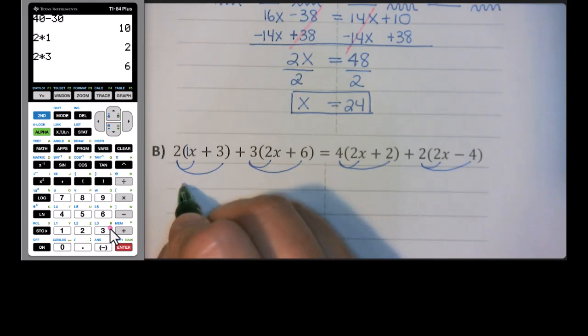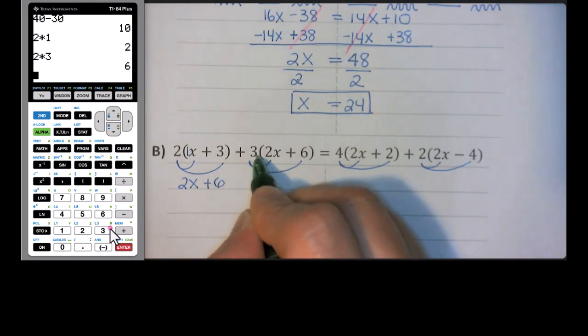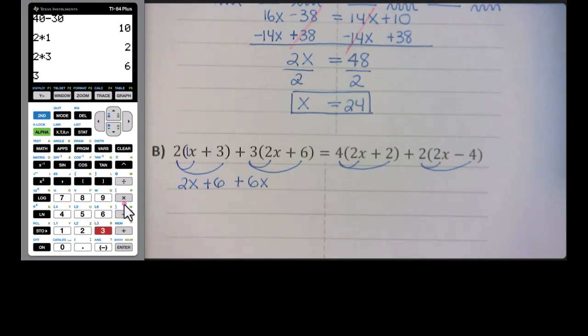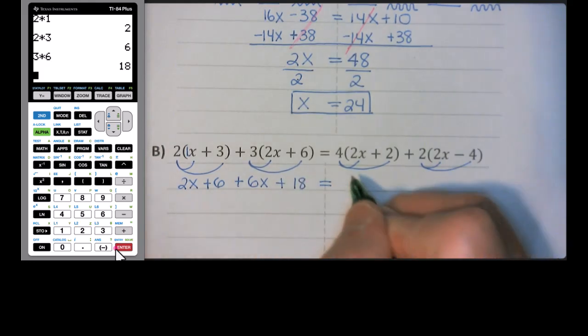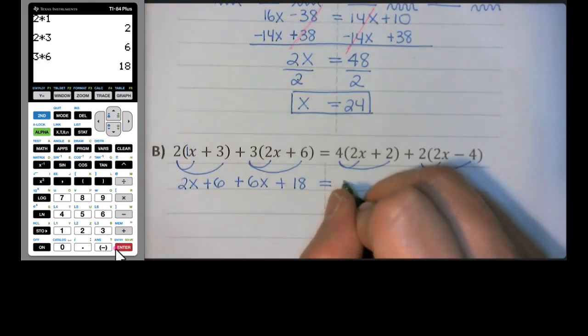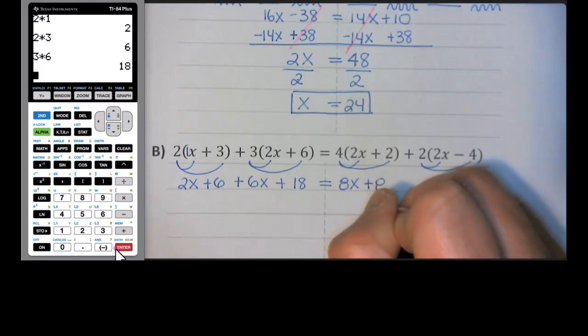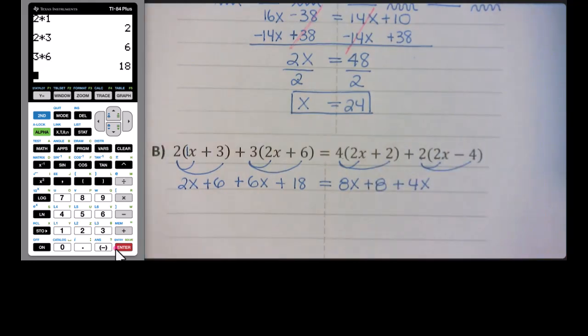2 times 3 is 6. So right there, 2 times 1 is 2x. 2 times 3 is 6. 3 times 2 is also 6x. And then 3 times 6 is 18, positive 18. On the other side, 4 times 2 is 8x. 4 times 2 is 8. 2 times 2 is 4x. And then 2 times negative 4 is negative 8.